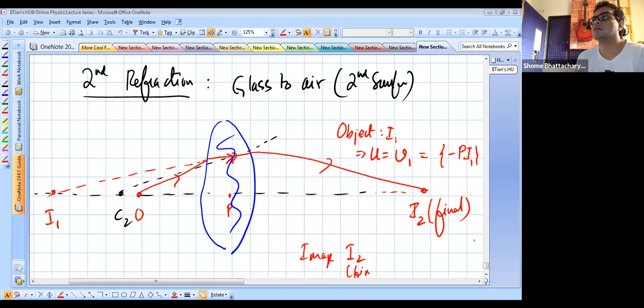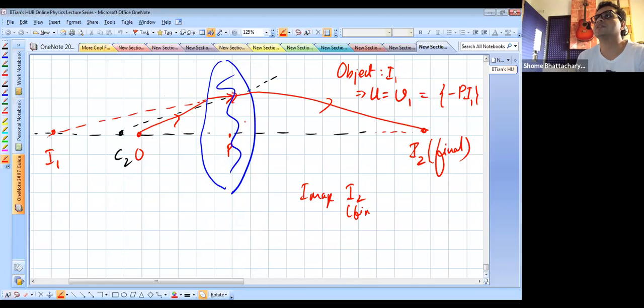Right. So for my second refraction, you can see the incident rays are these ones, the ones which are coming from refraction from the first surface. So they are appearing to come from I1. So that is why my object is actually I1 and my object distance is V1. Whereas my image is I2, which is the final image.